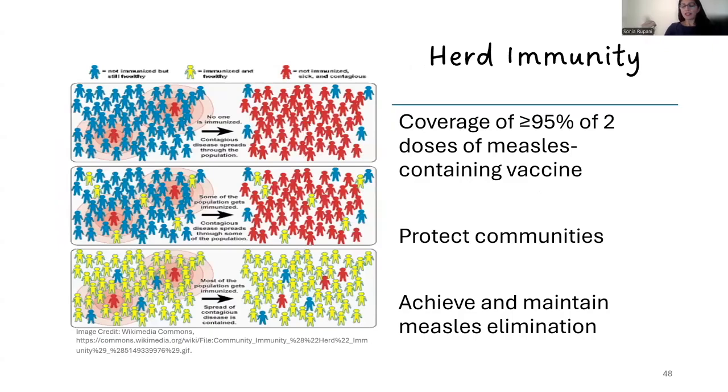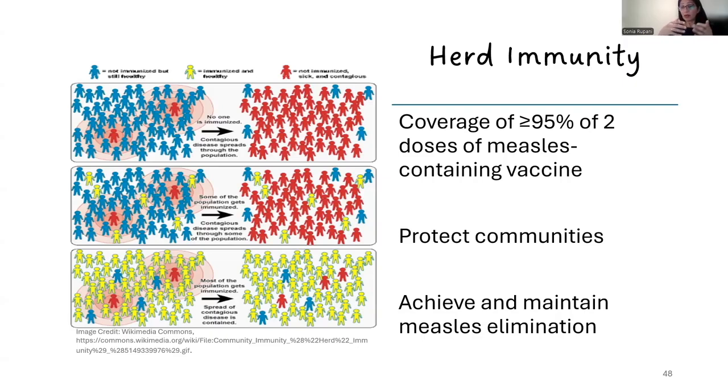Herd immunity. We need at least 95% or higher herd immunity, by giving two doses of the measles, mumps, rubella, or the measles vaccine. What that means is if more than 95% of people are vaccinated, then it will be difficult to have outbreaks in the community, because most of them are protected. So it will be difficult for the disease to spread in the community.